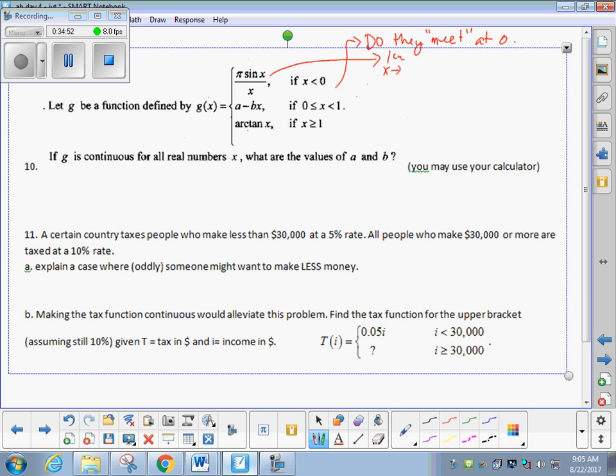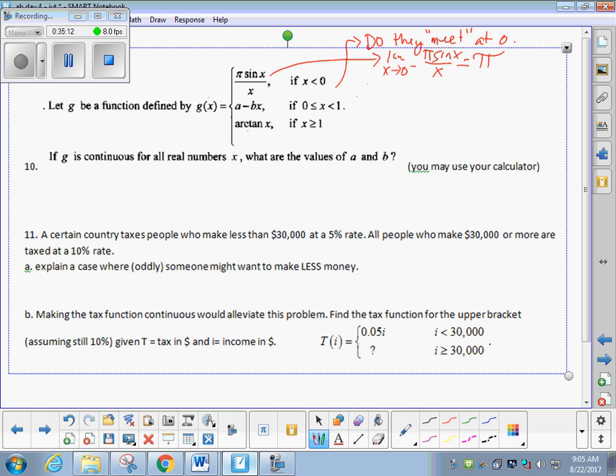The limit as x goes to 0 from below, what does it approach in a calculator? Either by the graph or the table. What does it look like? It approaches pi. Okay? Sine of x over x approaches 1, and then times that pi would be pi.